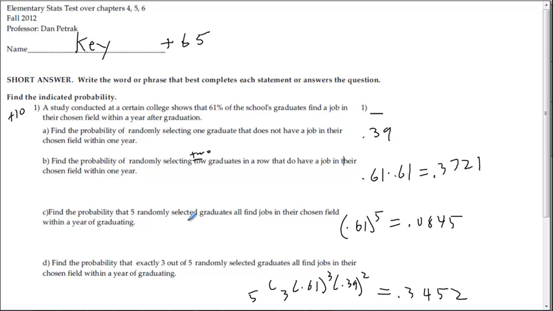And then what's the probability of getting 5 in a row that do? So that's job and job and job and job. So we multiply all of those, so that's 0.61 to the fifth, which is about an 8.5% chance.